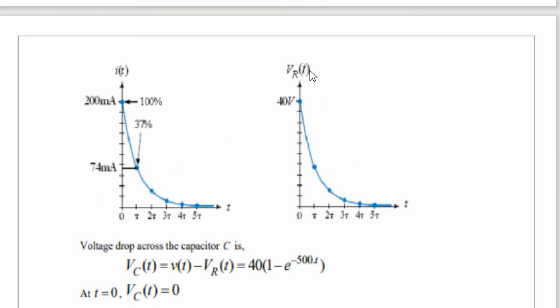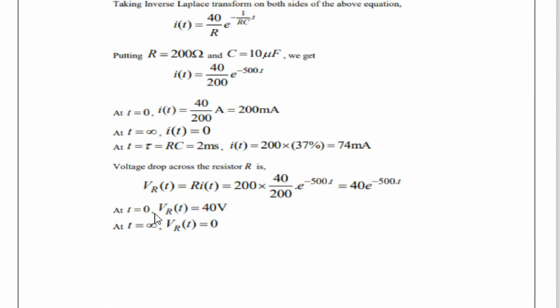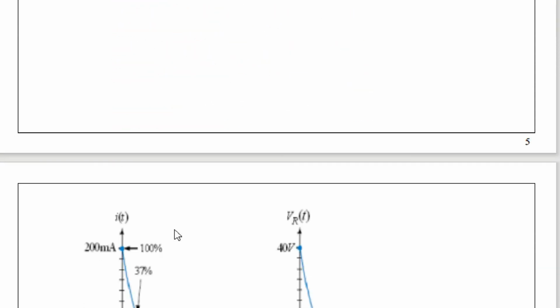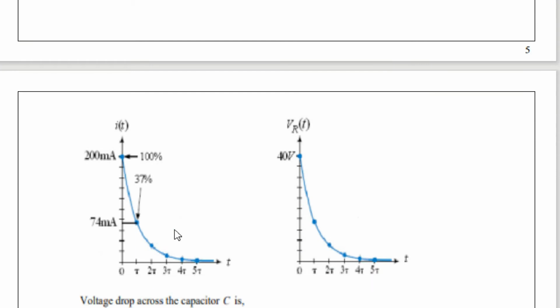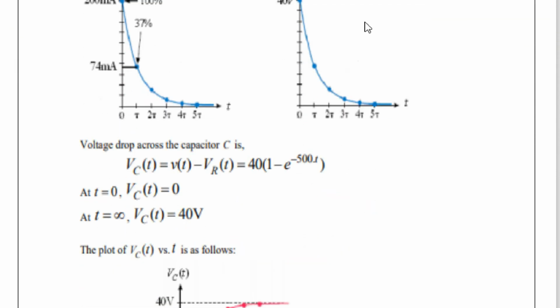Let us see how we got this Vr(t). Vr(t) is equal to R into I(t), that is 200 into I(t), which is 40 by 200 into e power minus 500t. By considering three different values at t equal to 0, t equal to infinity and t equal to tau, we get different values for Vr(t). At t equal to 0 it is 40 volts, and at t equal to infinity it is 0.